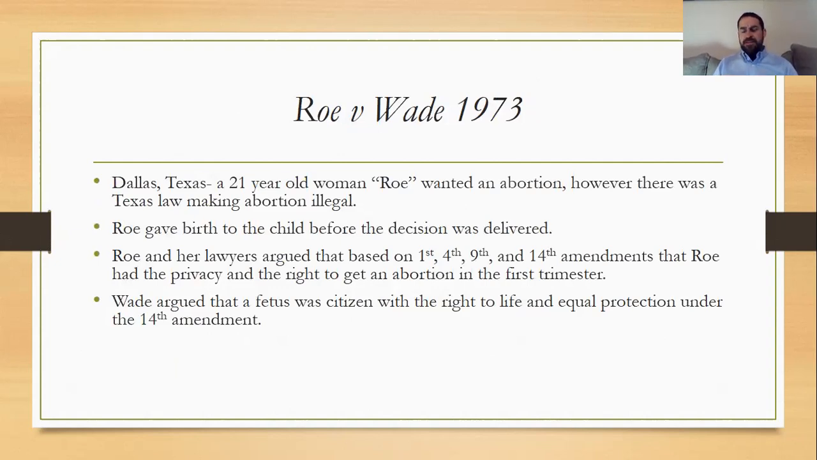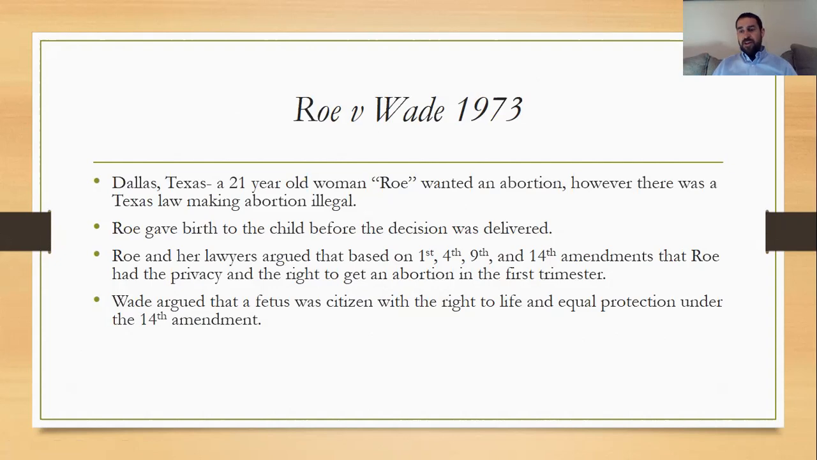This case really got into the privacy issue. So basically, Roe was a woman from Dallas, Texas, who became pregnant and wanted an abortion. However, there was a Texas law that said she couldn't. So she appealed and said, I should be able to get it, and waited, and eventually the child is born because it took so long to get to the case. But then she sticks with it and basically says, I should have had the right to do this, and it goes all the way to the Supreme Court.